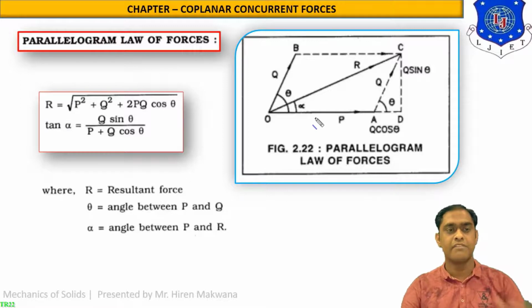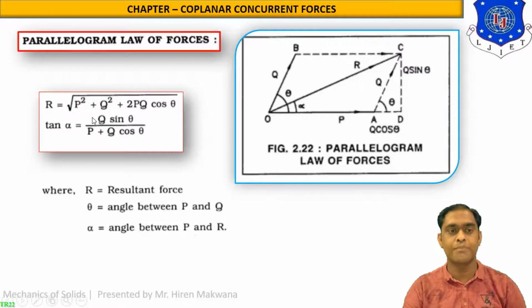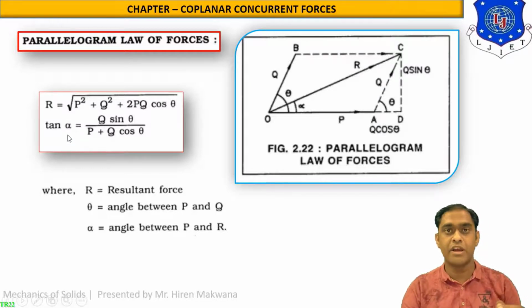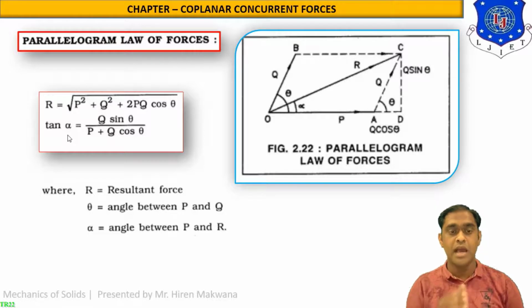You can see our formula is R equal to under root of P square plus Q square plus 2PQ cos theta, and to find alpha we are applying the formula tan alpha equal to Q sin theta upon P plus Q cos theta. In these formulas, R equal to resultant force, theta equal to angle between P and Q, where P and Q are two given forces. P is the horizontal force and Q is the inclined force. Alpha is equal to the angle between P and R, which is also the direction of the resultant.